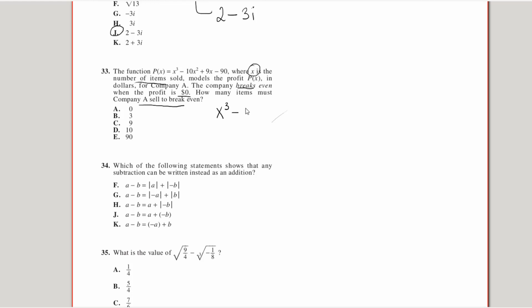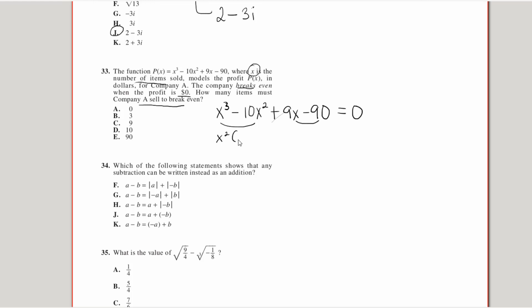So that's basically what we're going to do. x to the third minus 10x squared plus 9x minus 90. We're going to break even when it's set equal to 0. When we have an expression with an x to the third, we have to think of some of the things we've done to solve an expression like this. The first thing that comes to my mind is maybe factor by grouping. I'm going to take the first 2 terms and then the last 2 terms and group them together. We're going to look and see, what can I pull out?